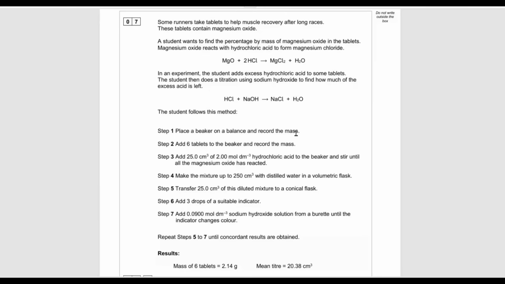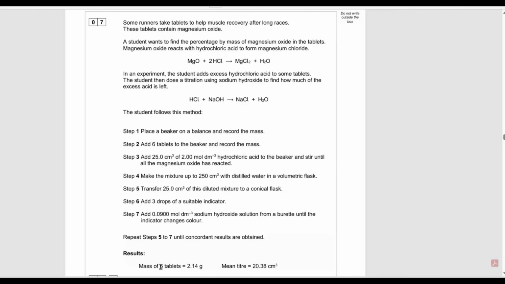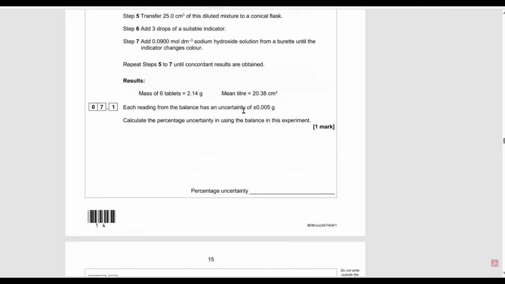The student follows this method. Place a beaker on a balance and record the mass. Add 6 tablets to the beaker and record the mass. Add 25 cm³ of 2 mol/dm³ hydrochloric acid to the beaker and stir until all the magnesium oxide has reacted. So we're reacting all the magnesium oxide. It's the hydrochloric acid that's in excess. So make the mixture up to 250 cm³ with dilute water in a volumetric flask. Transfer 25 cm³ of this diluted mixture to a conical flask. Add 3 drops of indicator. Add 0.09 mol/dm³ sodium hydroxide solution from a burette until the indicator changes color.